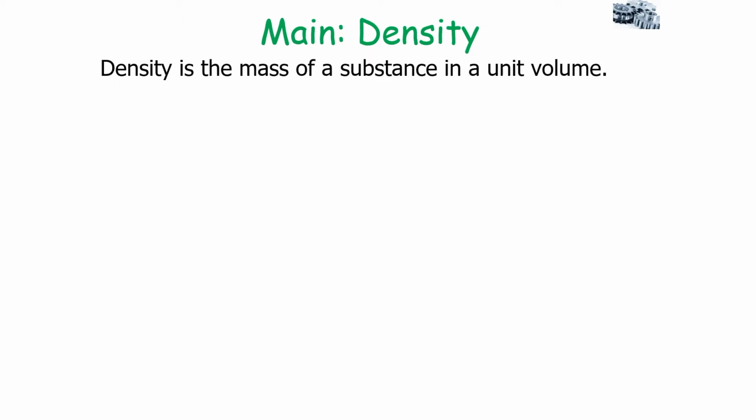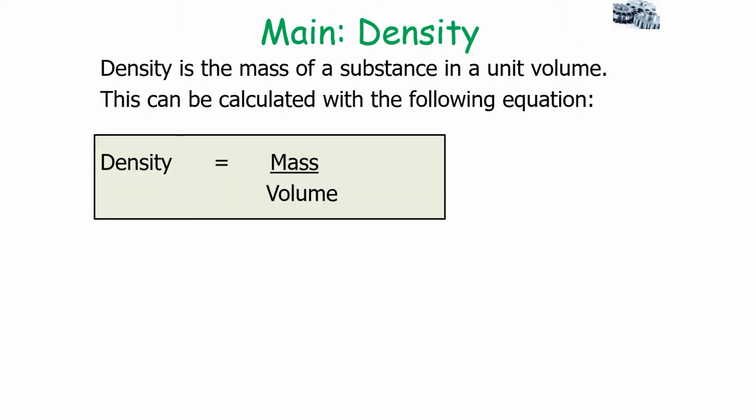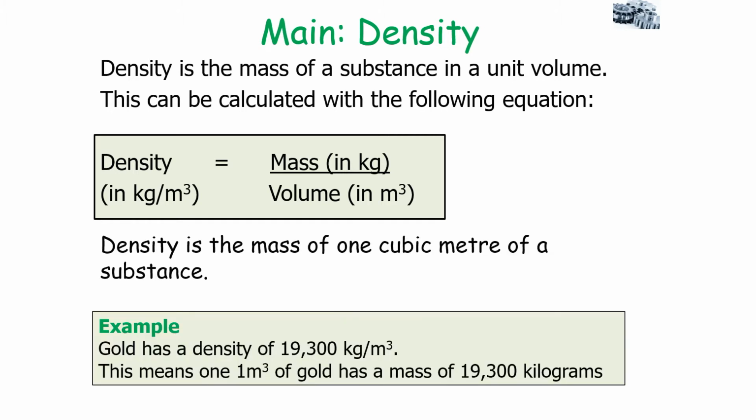So density is the mass of a substance in a unit volume, and this can be calculated with the equation density is equal to mass over volume. Now we tend to give our mass in kilograms, our volume in meters cubed, and therefore our density will be in kilograms per meter cubed. So we can argue that density is the mass of 1 cubic meter of a substance.